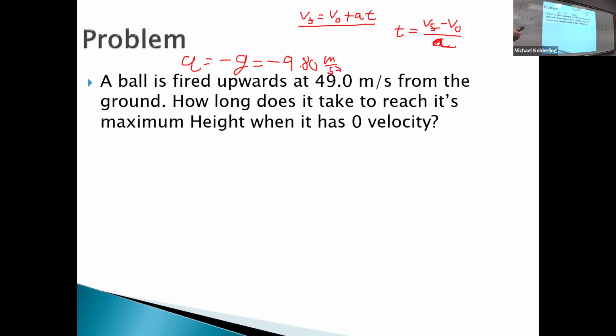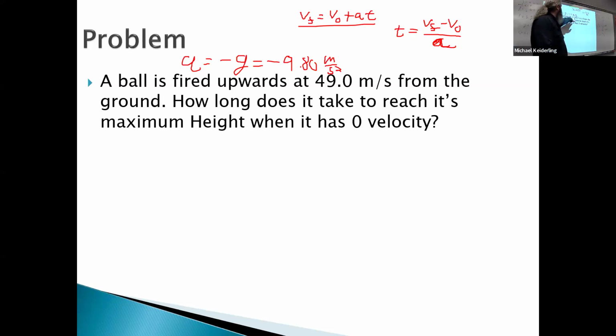So here, a ball is fired upwards at 49 meters per second from the ground. So how long in time does it take to reach its maximum height when it has 0 velocity? So here, I'm shooting a ball up at 49 meters per second, and I want to know how much time it takes to reach its maximum height. And at its maximum height, I'm telling you that the velocity is 0.